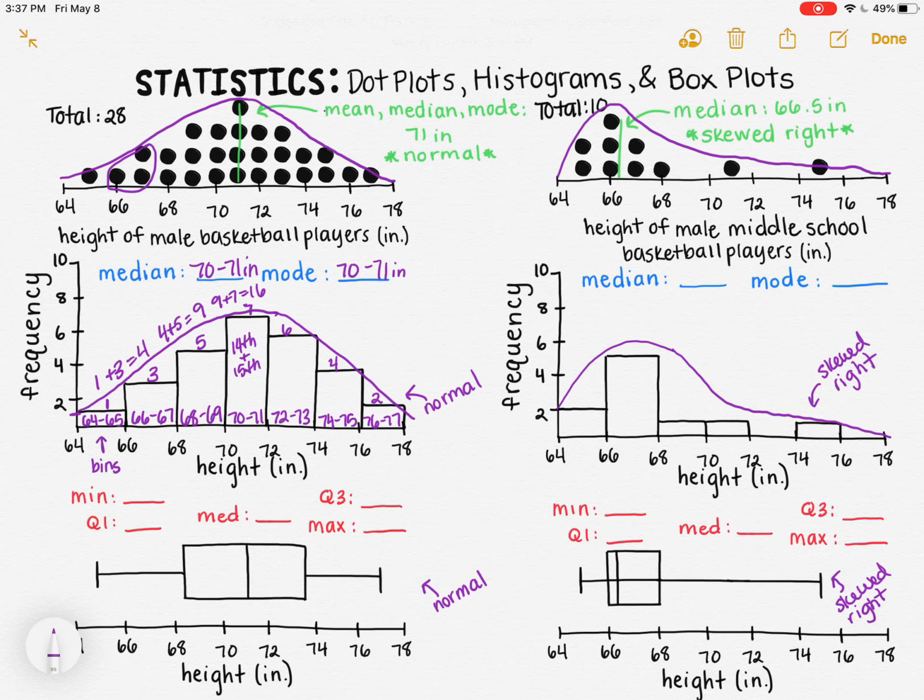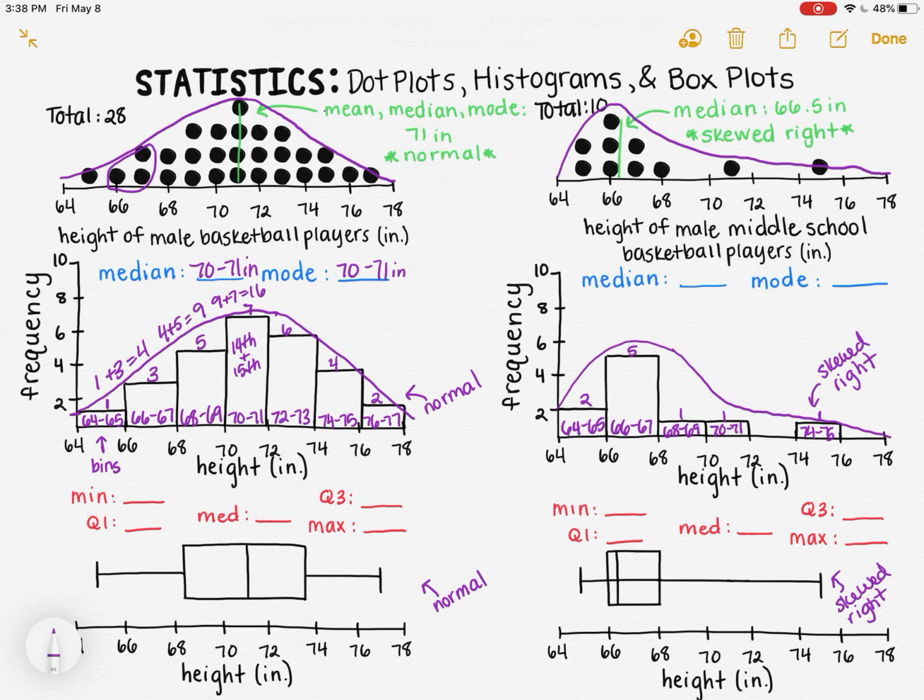Let's do the same thing with the histogram on the right side. Let's label each bar with the values in the bin and how many people are in them. So the first bin is 64 to 65 inches, and there's 2 people there. The next one is 66 to 67 inches, and there's 5 people there. The next one is 68 to 69 inches, and there's 1 person there. 70 to 71 inches has 1 person, and 74 to 75 inches has 1 person.